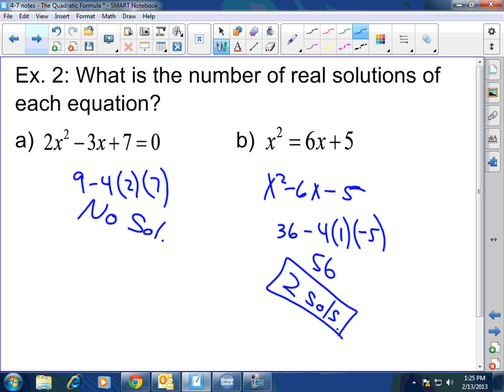Now, you may say to yourself, how does that help you? Let's say you're doing the quadratic formula, and you realize that you get a negative answer under the square root. Would you continue? No, because it's going to be no solution.